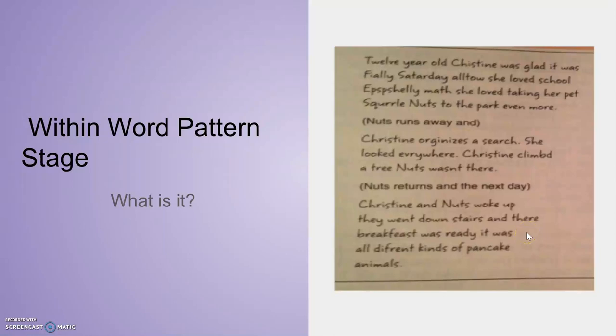Within word pattern stage. What is it? This stage is a transitional stage of literacy development between the beginning stage when students' reading and writing are quite labored and the intermediate stage when they can read and write a variety of genres more fluently.